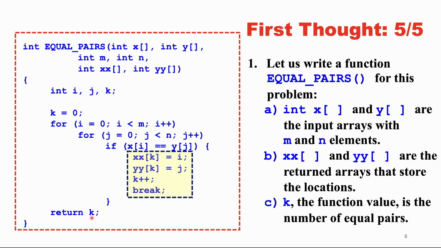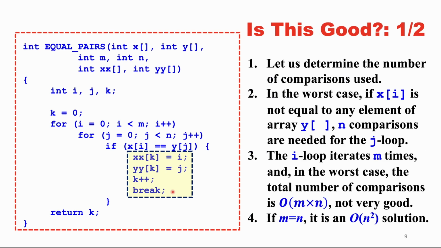Perhaps a beginner would come up with a solution similar to that, except that some of you may still have this break statement missing. Is this solution good? In terms of submitting a programming exercise, this solution works. But is this a really good solution? The answer is no. What if none of the xi is equal to any of those yj?